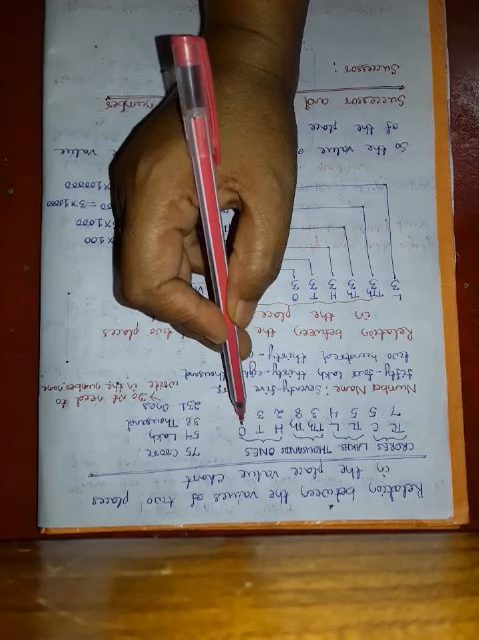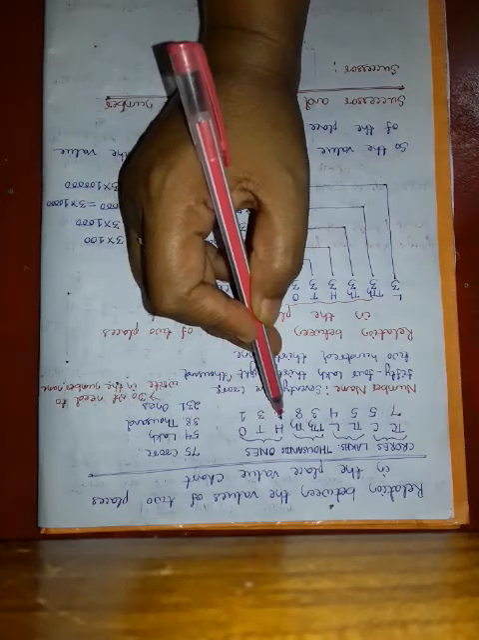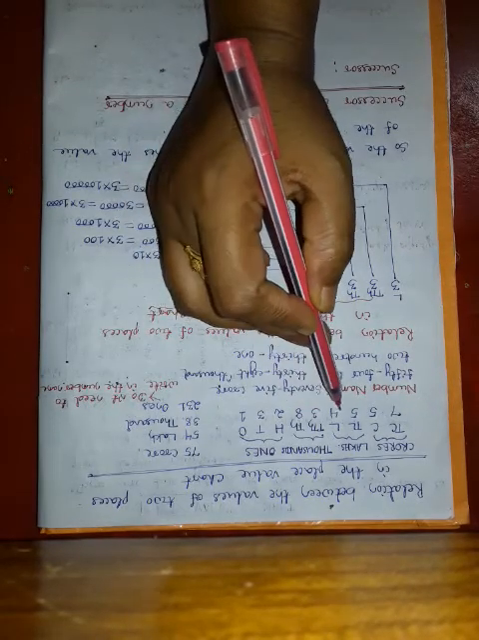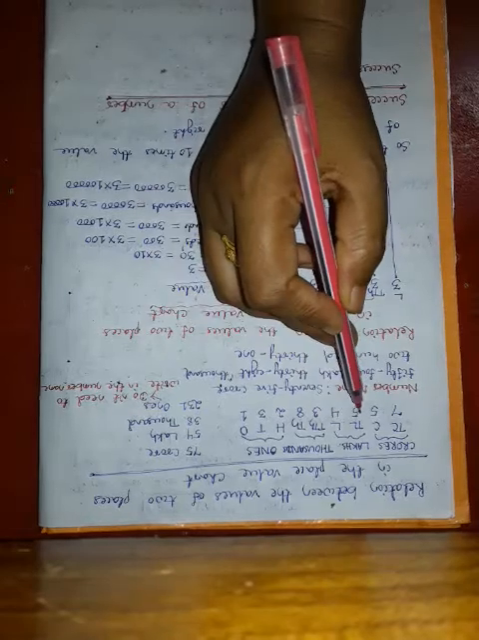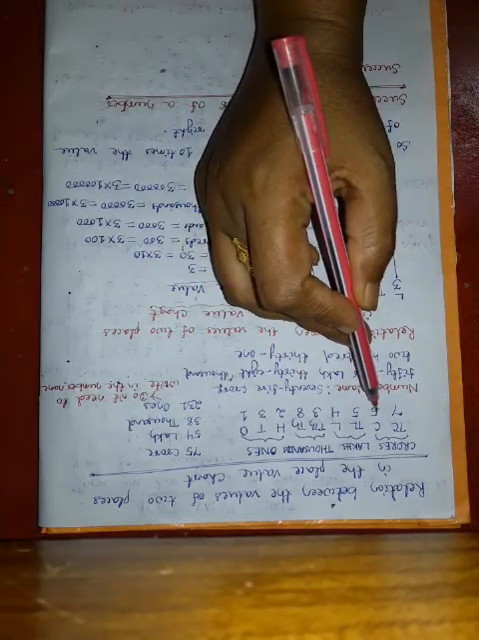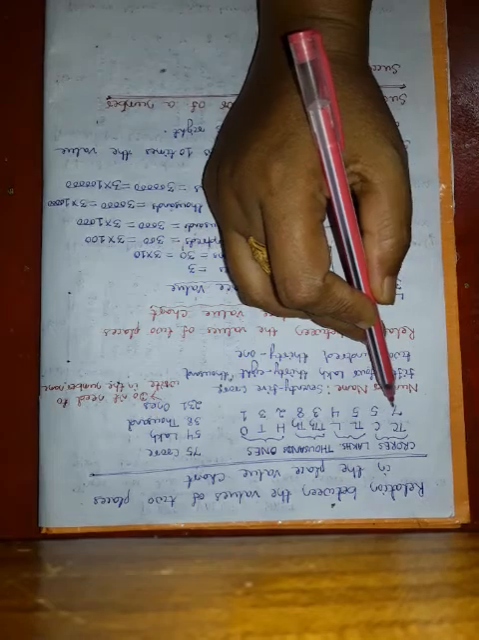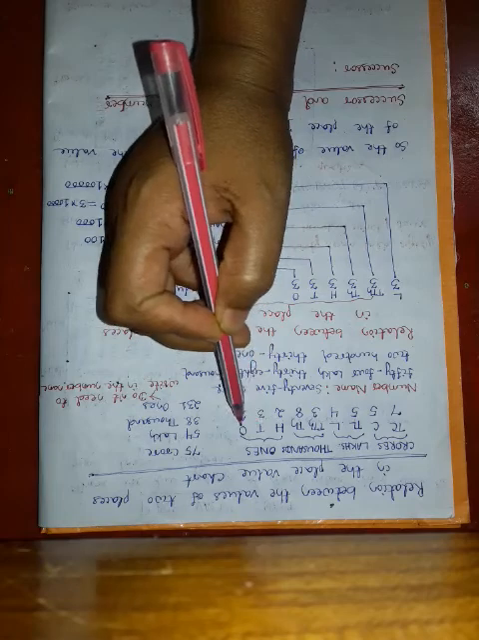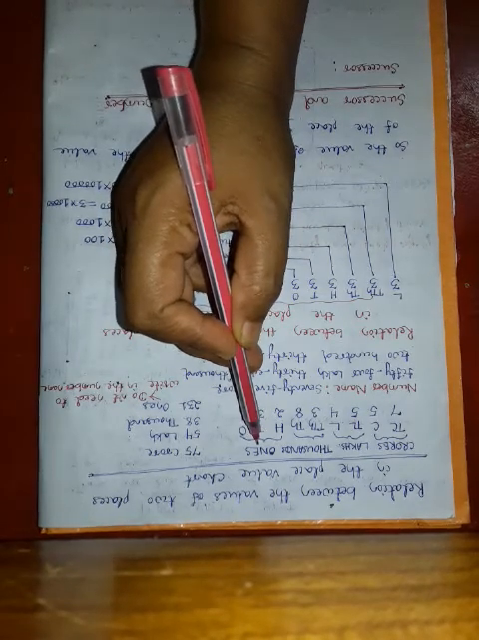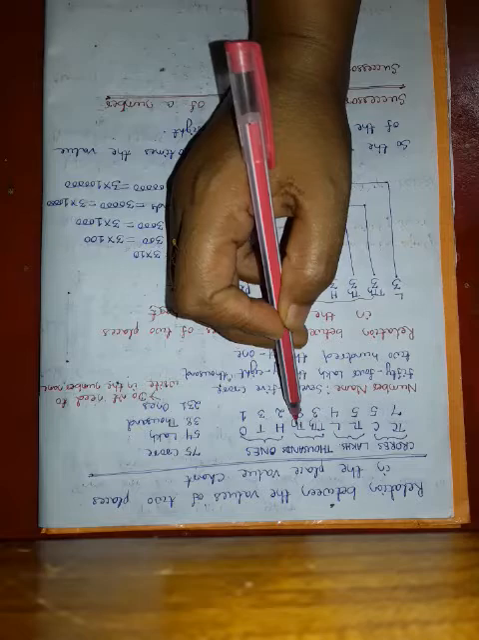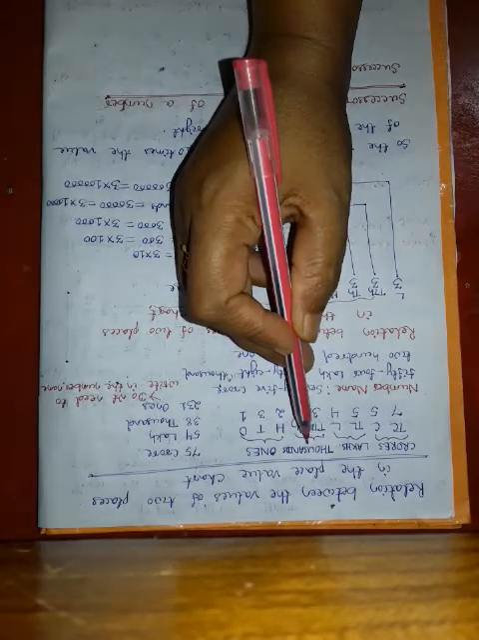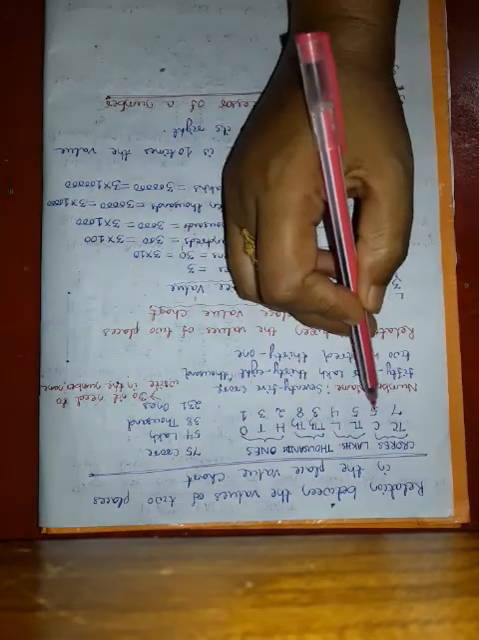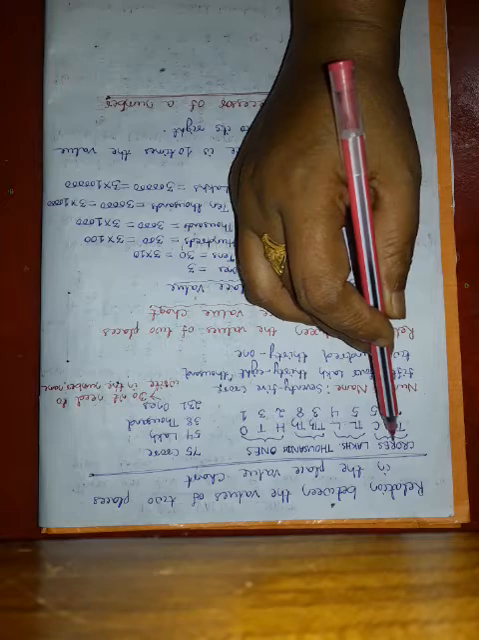This is the ones place, this is tens place, this is hundreds place, this is thousands place, this is 10,000s place, this is lakhs place, this is 10 lakhs place, this is crores place, this is 10 crores place. And these three places belong to the period ones, these two places belong to the period thousands, these two places belong to the period lakhs, and these two places belong to the period crores.